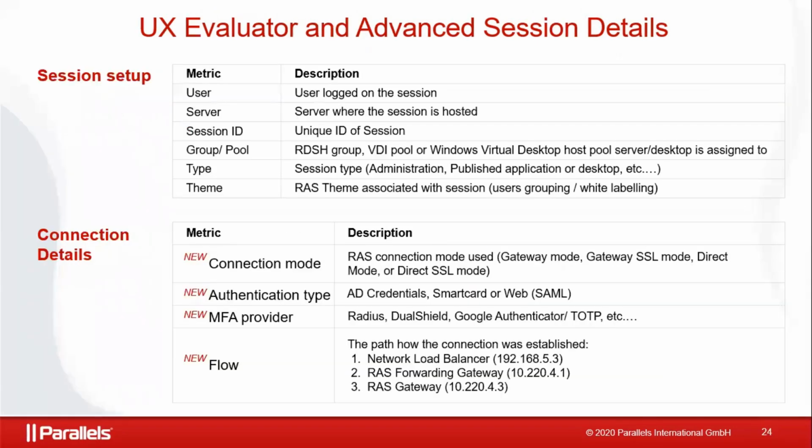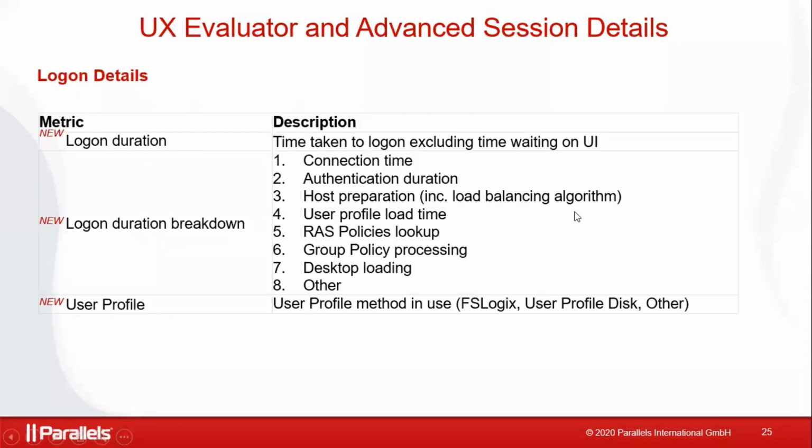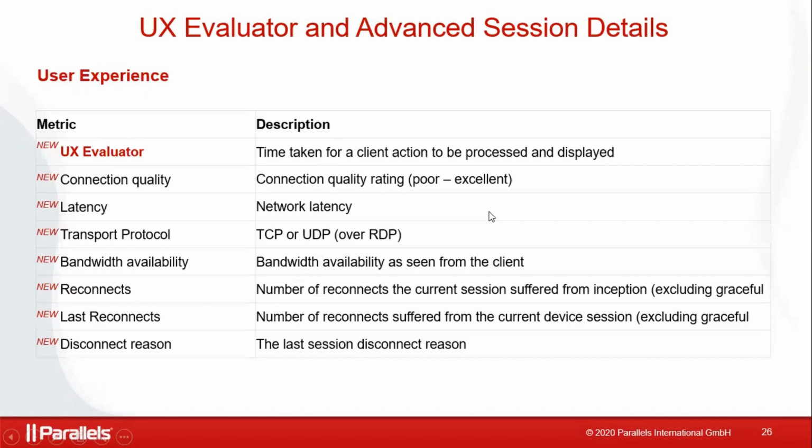Also, these are all the session details that you are able to see from RAS 18 when the user tries to access. You will know the connection mode, the authentication type, and the MFA provider being used. You can also see the log-on duration, the log-on duration breakdown, and the user profile being used. All these details you are able to see from the RAS console. You can also see the connection quality, the latency, the transport protocol, and the bandwidth availability.